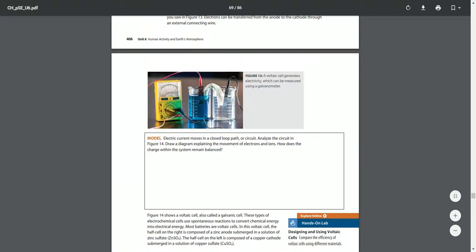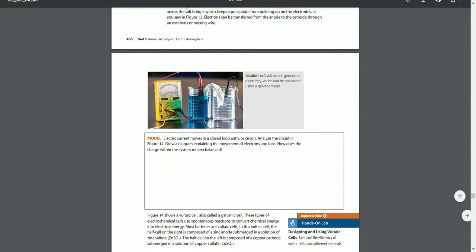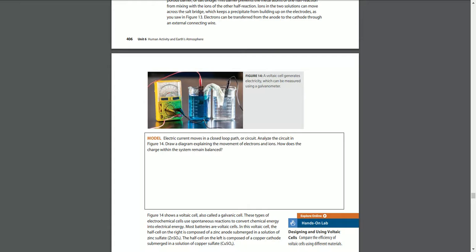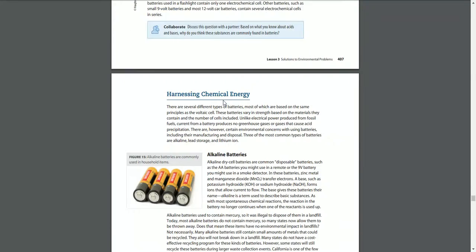Some vocabulary you're going to need to know. So the one producing the electrons is the anode. It's the negative part of the battery. And the one gaining the electrons is the cathode. That's the positive part of the battery. So anode means oxidation's occurring because it's where the electrons are coming from. And then reduction would be occurring at the cathode.